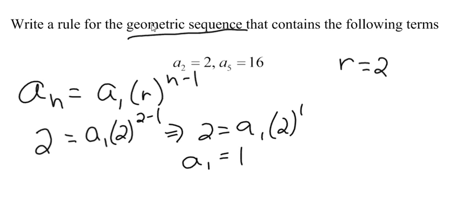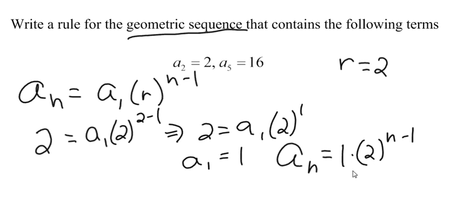Therefore, our rule for our geometric sequence is a sub n is equal to a sub 1, which is 1, times our common ratio, which is 2, to the n minus 1 power, and we can clean that up a little bit, saying that it's just now 2 to the n minus 1 power.